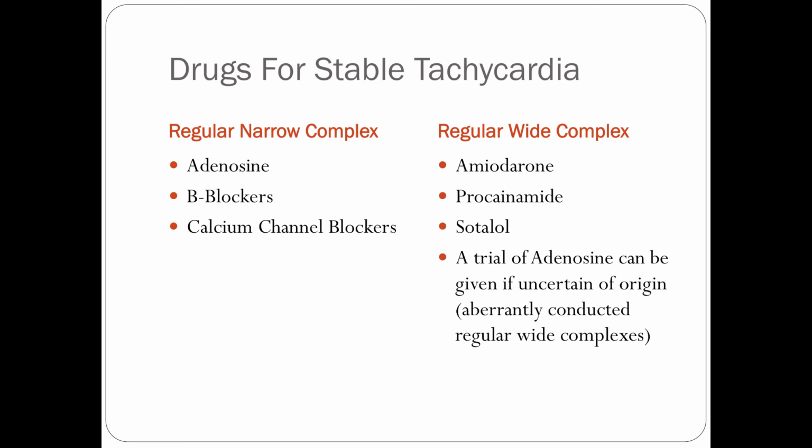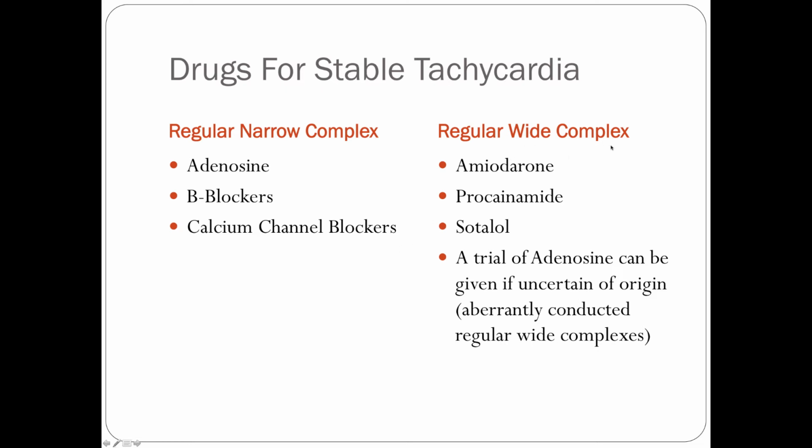So narrow complex tachycardia, we can go right down for stable tachycardia. We can do vagal, adenosine, go to beta blockers and calcium channel blockers. Once again, this is a conversion agent. These are for rate control.